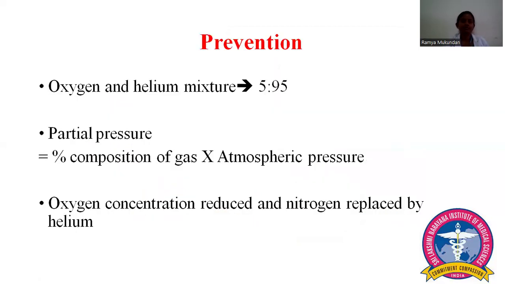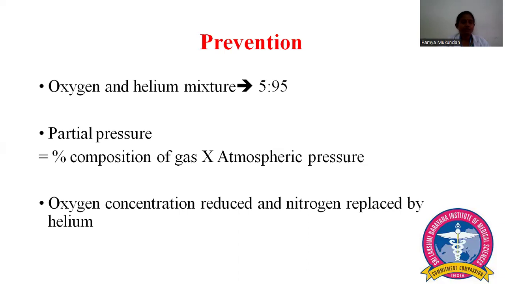So how can it be prevented? It can be prevented by an oxygen helium mixture. We have already seen in the previous slide that oxygen and helium can be given in the proportion of 5:95, oxygen at a concentration of 5 and helium at a concentration of 95.